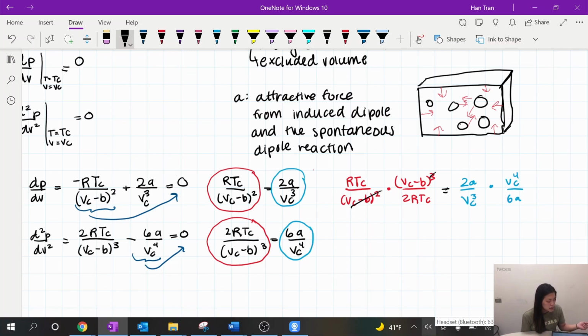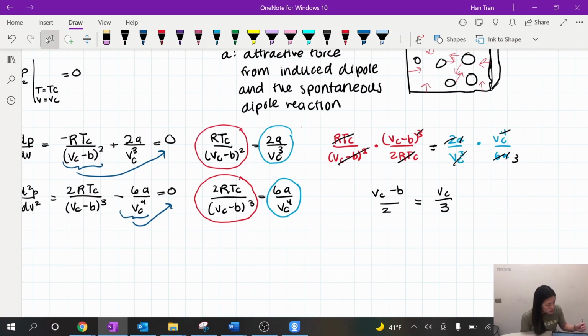minus B on the left side, and then I'm going to cancel out the gas constant R and T, only being left with 2 in the denominator. So critical specific volume minus B over 2. And then on the right side, the A's will cancel, the critical specific volume on the bottom will be removed, and then I will only be left with 3 in the denominator, so that's going to give me the critical specific volume over 3.